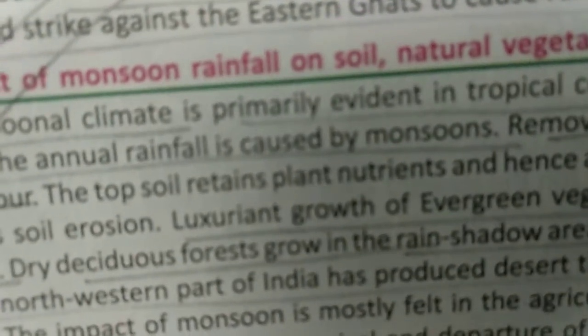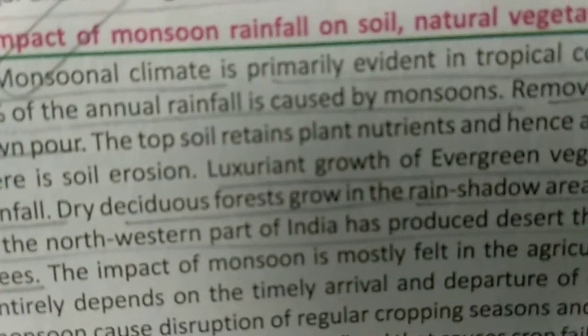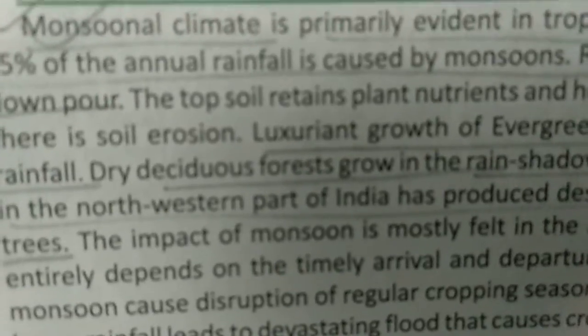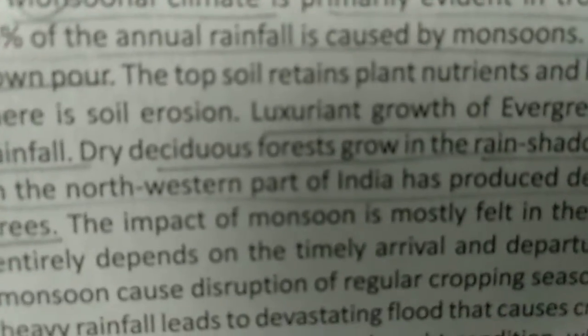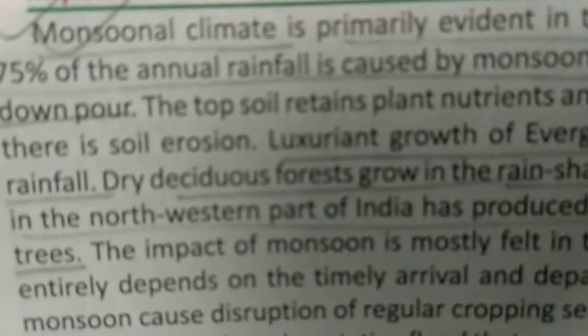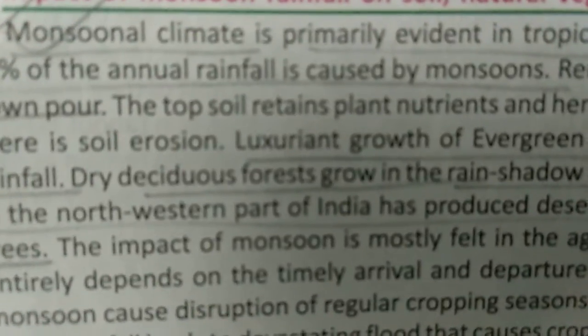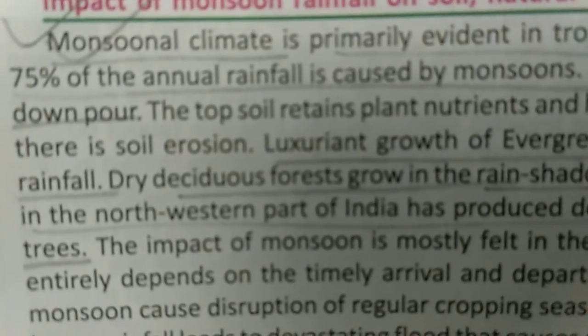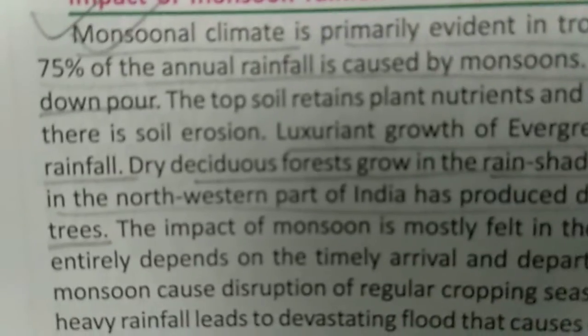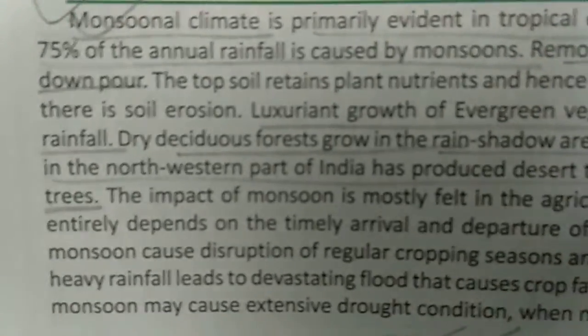Sometimes heavy rainfall leads to flood, and sometimes there is scanty rainfall, less rainfall, or a short summer monsoon, which may cause extensive drought conditions in dry areas, and there no crops can be produced if it suffers scanty rainfall. So rainfall has to be good.